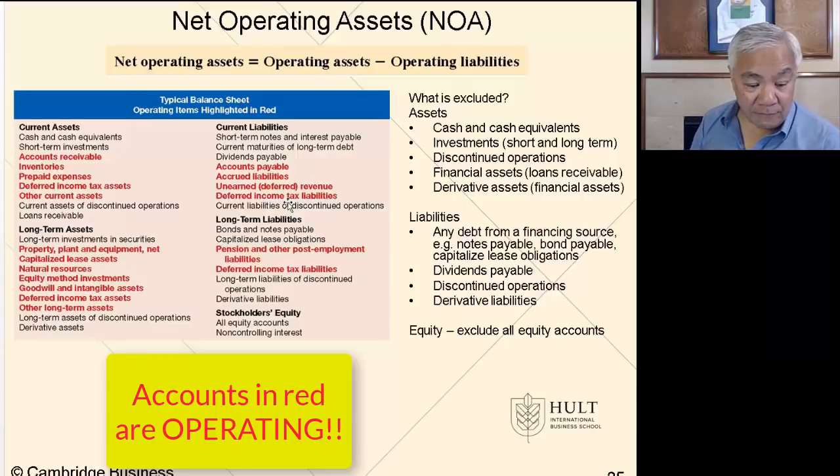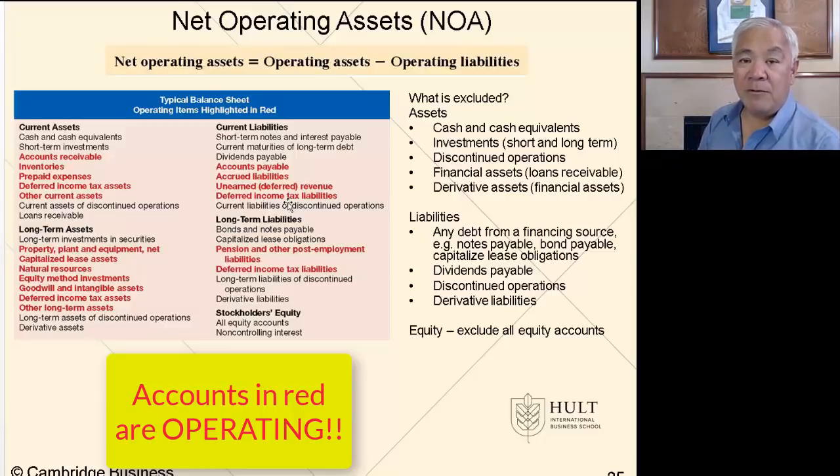Now, those of you who are very inquisitive look on the left side and say, wait a minute, capitalized lease assets is an operating, and yet capitalized lease obligation is non-operating. Why are we inconsistent? Well, it's like you need a truck. You could buy a truck with cash, and then you have a truck. Or you could lease a truck from a leasing company and have a truck. So a truck is an operating asset, but how you chose to pay for it is a financing decision. So if you decide to finance it through a leasing company, that's a loan, and that's non-operating.